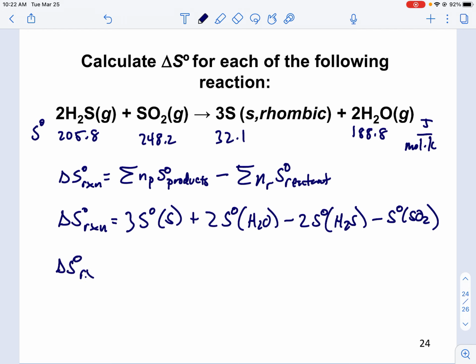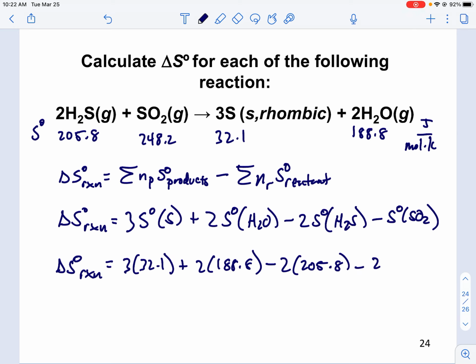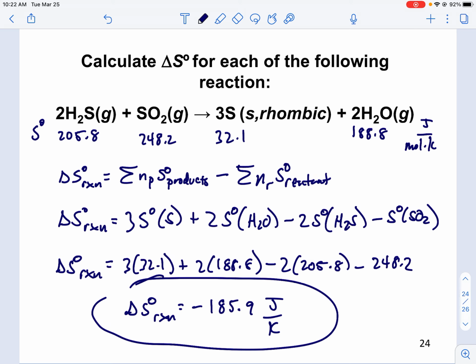Then we just plug in the numbers for each of these. 3 times 32.1 plus 2 times 188.8 minus 2 times 205.8 minus 248.2, and you just plug this into your calculator. You should have an entropy change for this of minus 185.9 joules per Kelvin. All right. That's your answer.